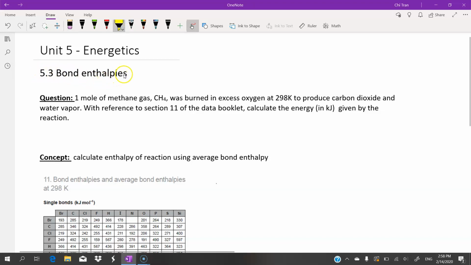This video is about bond enthalpies. So the key word in the question gives us a reaction between methane reacting with oxygen to produce carbon dioxide and water vapor. And they tell us to use section 11 from the data booklet, as well as give our answer in the form of energy in kilojoules.